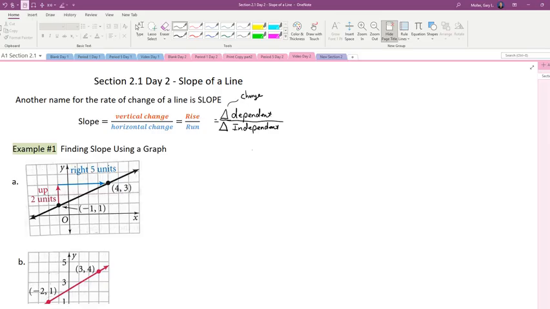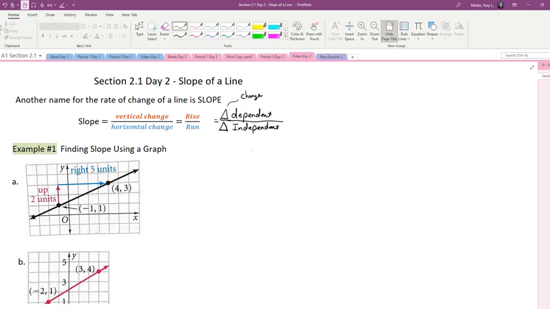One way you'll hear that summarized, a mnemonic device to help us remember, is rise over run. It's the vertical change over the horizontal. How much does it go up, the rise, and then how much does it go over, the run, like a runway is horizontal, right? Rise over run.